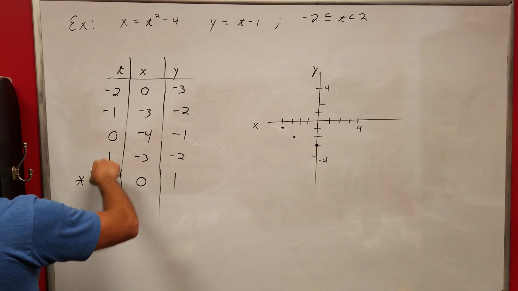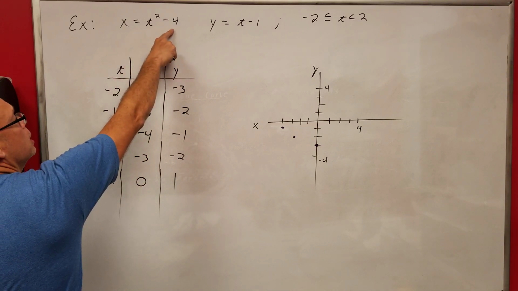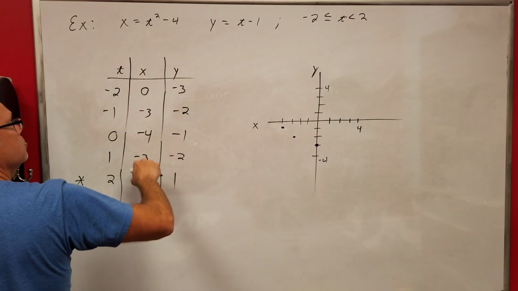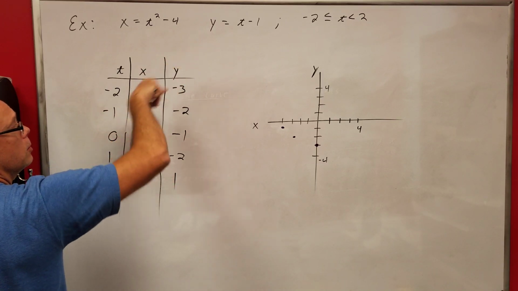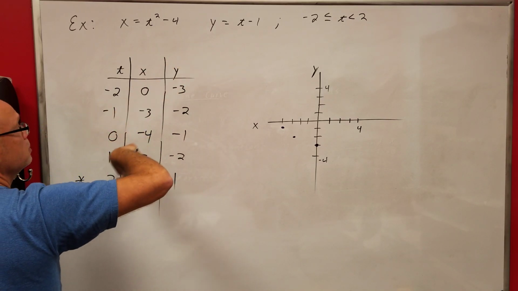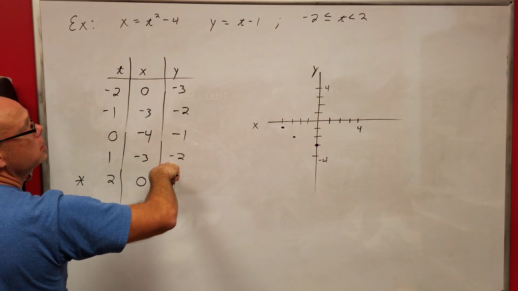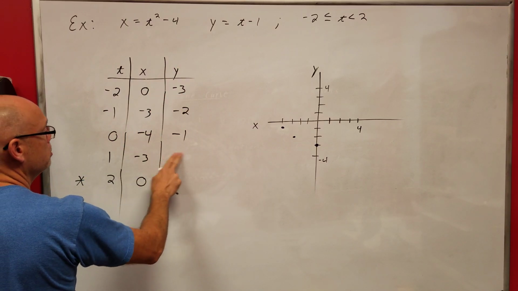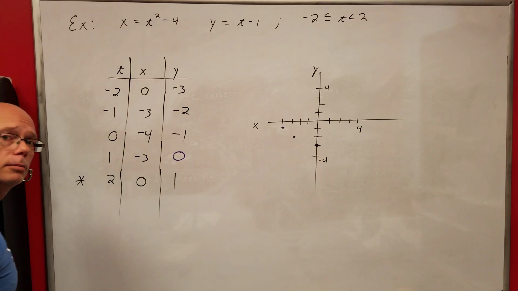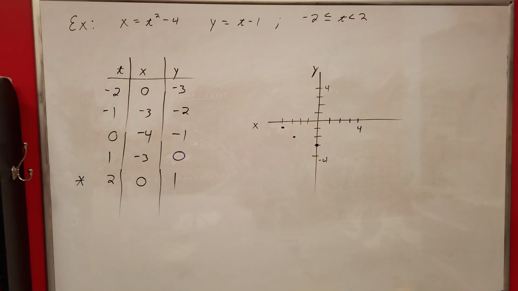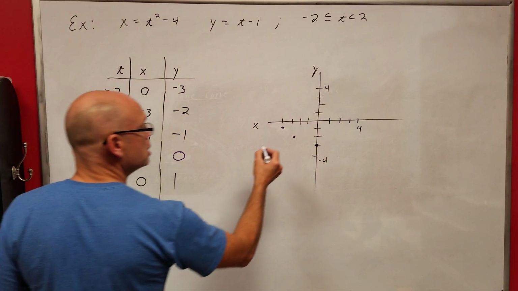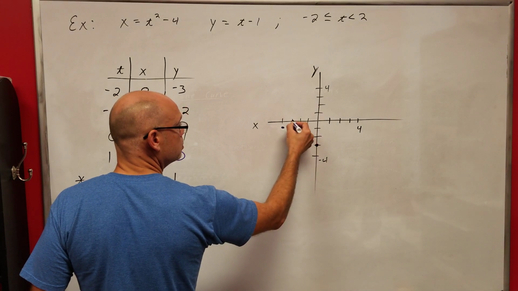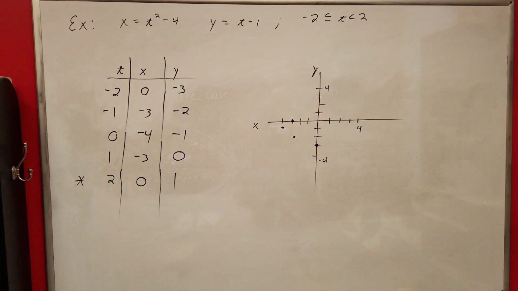So what happens whenever I plug in 1? I get what? -3. Yeah. What happens when I plug in 1? I get what? 0, right? Change that one to 0. All right, so I have -3, 0. It's right there. And then what?